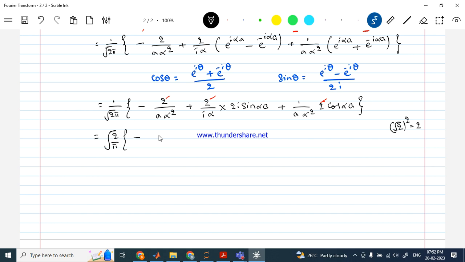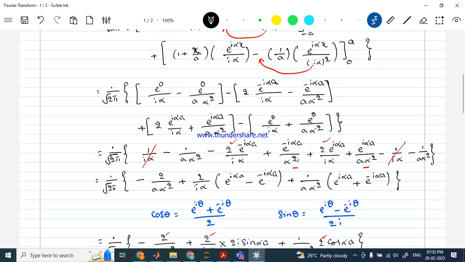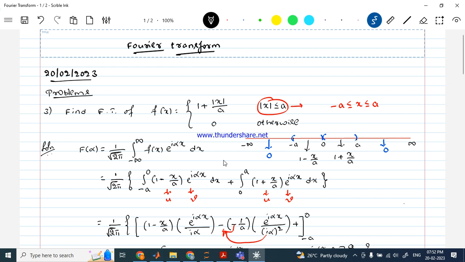So this is just minus 1 by a alpha square. In this term 2 is taken out, so i will get cancelled, sin alpha a by alpha. And in this term a alpha square remains in the denominator, so it is cos alpha a by a alpha square. That's all. This is your Fourier transformation, and this fails when alpha equals 0. Just see what we have done here. The important thing is this.